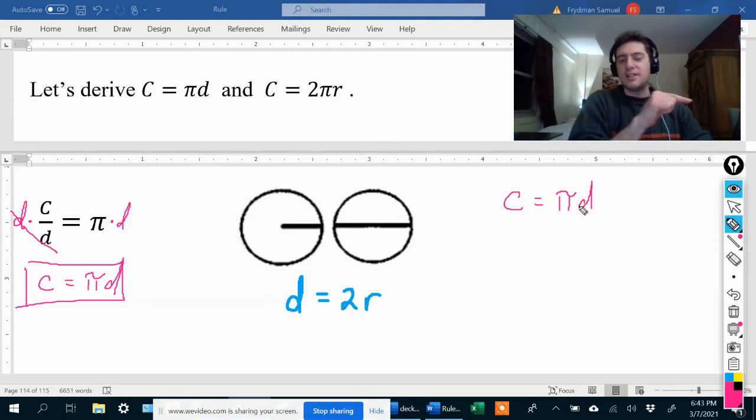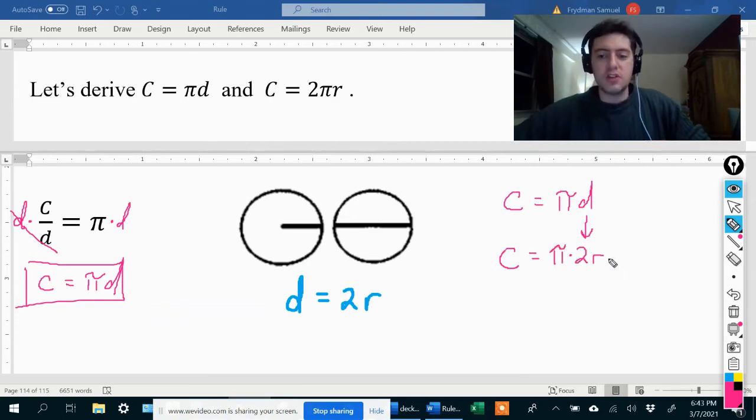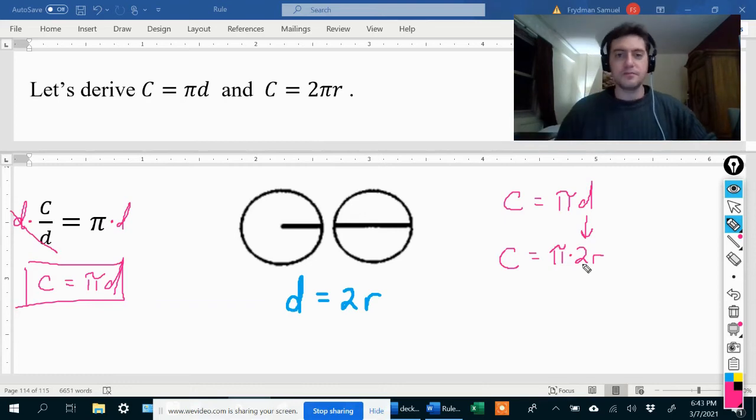2 radii is the same thing as 1 diameter, right? The length of 2 radii is the same as the length of 1 diameter. So I can just replace this d with 2r, and then I would get c equals pi times 2r. So all of these things are getting multiplied together.